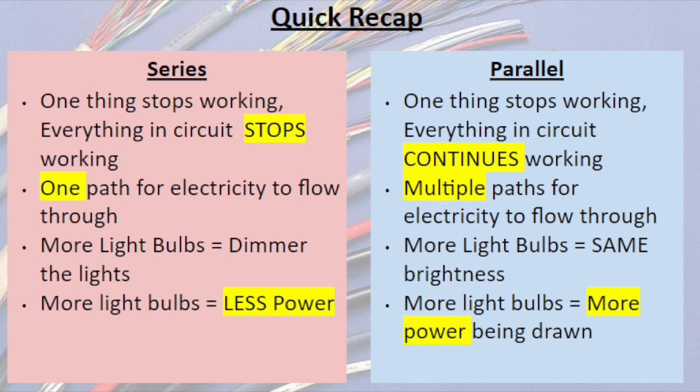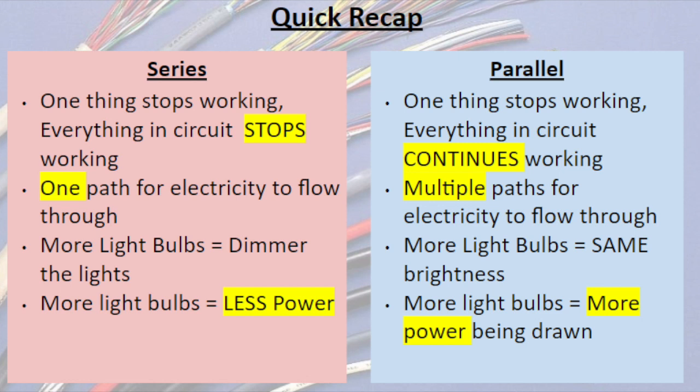Another important concept about series and parallel is that in series, the more light bulbs you add, the dimmer the lights will get because the light bulbs are sharing that energy from the battery. In parallel, the more light bulbs you add will just keep the same brightness of those light bulbs. But if you think about it, in parallel, you're drawing the maximum power from that battery. So the more light bulbs you add, the more power you draw from the battery, and you keep adding more and more and more light bulbs and drawing more and more power.